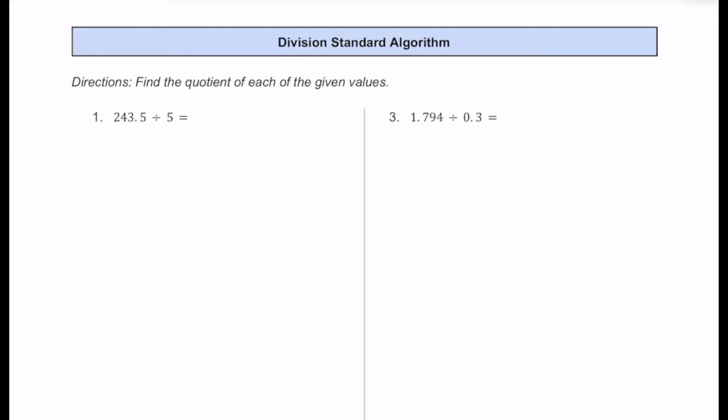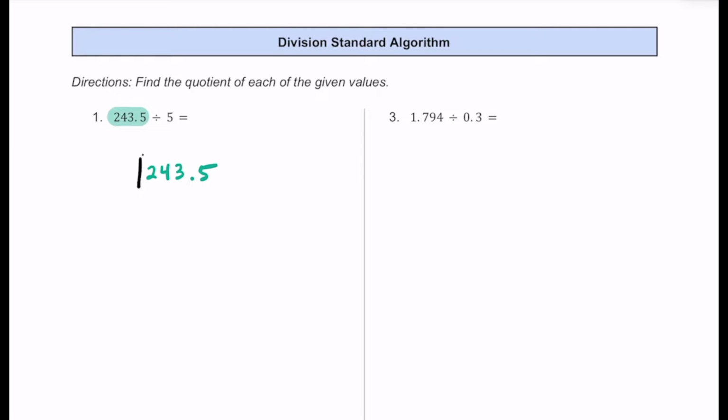In this video, let's practice doing some division where we're going to go ahead and use the standard algorithm together. Alright, so that being said, let's take this 243.5, that's our first value here, and we're going to actually put that inside our long division house. So I'm going to write 243.5 just like this.